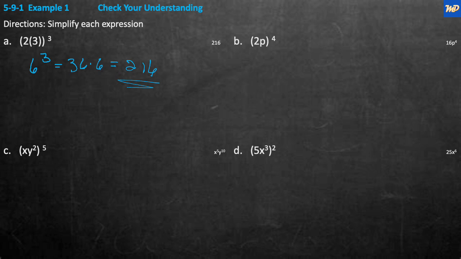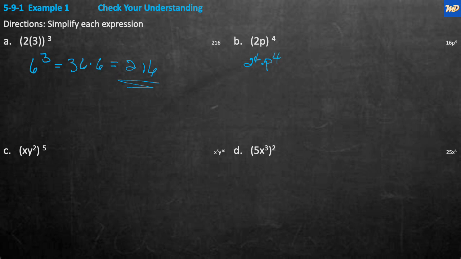So, okay, now let's go to B. B says we're going to take 2p to the 4th power. Well, we're going to take these separately. This is multiplication. This goes back to the key concepts. The 2 and the p are separate. So we're going to say 2 to the 4th power times p to the 4th power.